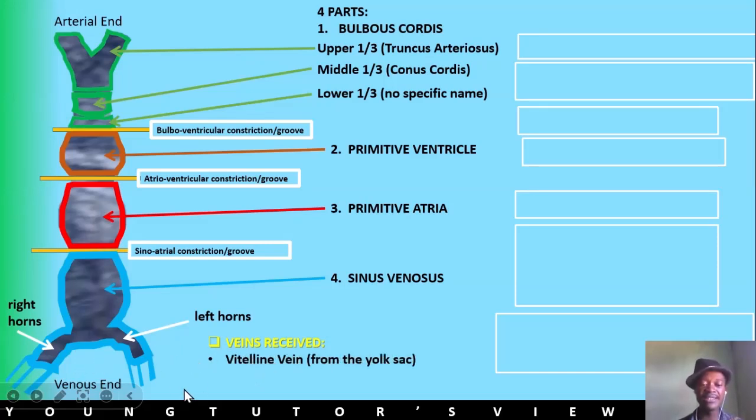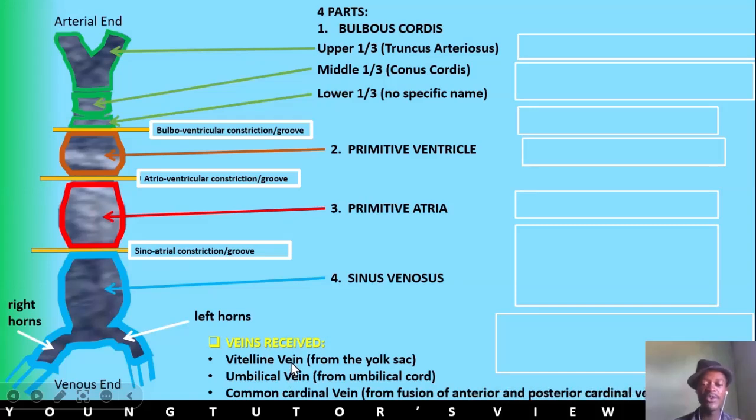So one of the veins is coming from the yolk sac and it is called the vitelline vein. And then the other one that we have here is the umbilical vein from the umbilical cord. And the last one, or the third one, is the common cardinal vein, which is formed due to the fusion of the anterior and the posterior cardinal veins. So we have these three veins that are received by the left horn and the right horn.